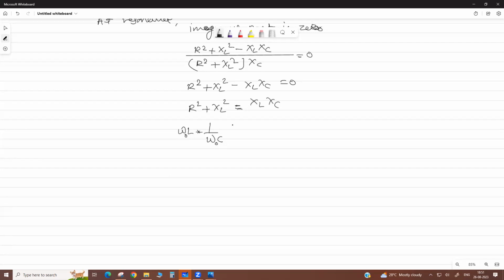Okay. So from here the omega cancels. Equals, this is R square plus XL square. Now this becomes L by C. So L by C equals R square plus XL square. Okay, R square plus XL square. Please remember this.